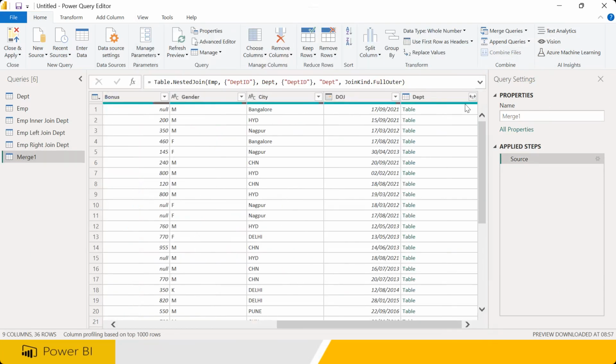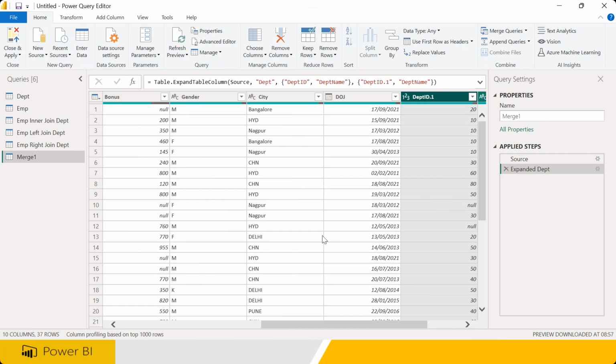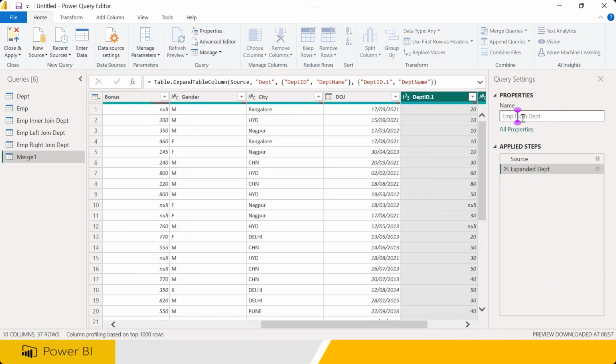Now expand the columns. Matching data 33. Unmatched 2 plus 2, total 37 rows. You will be able to have it. So it will be your full join. It will be full join or full outer join.